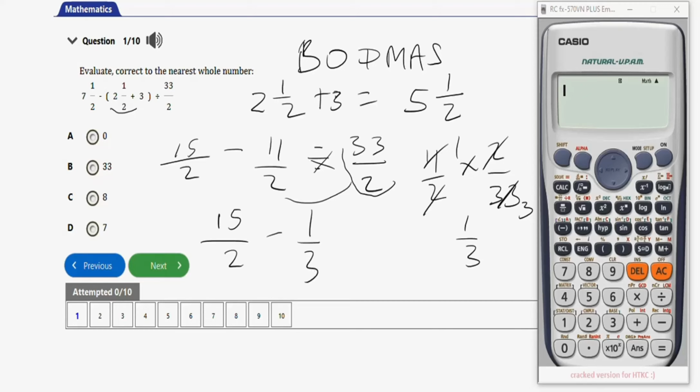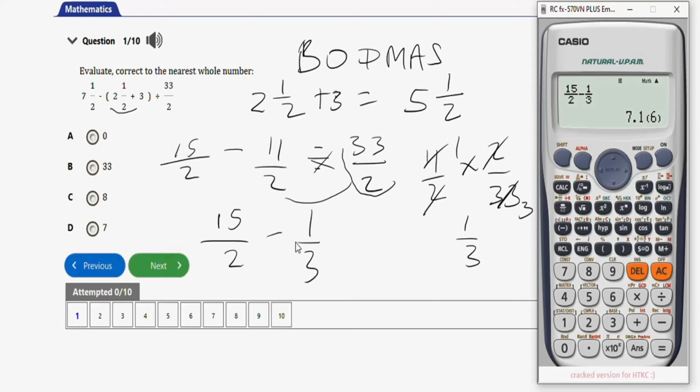At this juncture, you can use the calculator to simplify your work. So we have 15 over 2 minus 1 over 3. Press equal to, put this in decimal, 7.16. So 7.16 to the nearest whole number is 7. So the right option to this question is option D.